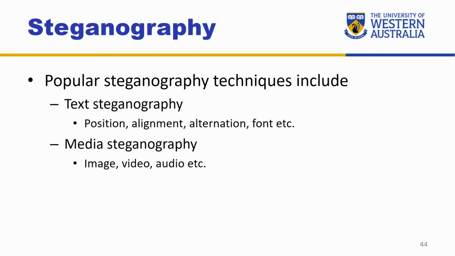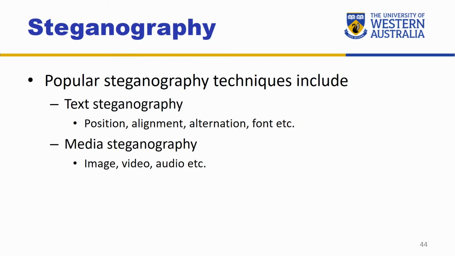There are a few popular steganography techniques, and those include text-based and media-based. Text-based also divides into different categories. For example, the position of the text, just like we saw in the example before, where we use the first letter of each word to form a secret message. But also the alignments can be used, the alternations of texts, fonts, sizes, colors, etc. All those can be used as part of steganography for texts.